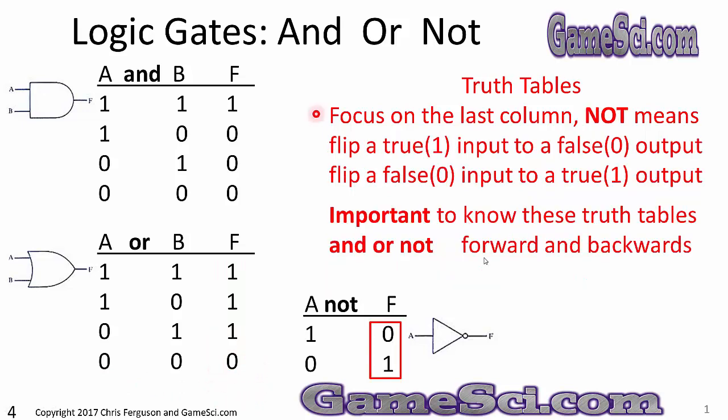Again, focus on the last column. NOT means flip a true or 1 input to a false or 0 output. Flip a false or 0 input to a true or 1 output. It's important to know these truth tables for AND, OR, and NOT, forward and backwards. A NOT truth table turns a 1 to a 0 and a 0 to a 1. Memorize these 3 truth tables. It's very, very important.